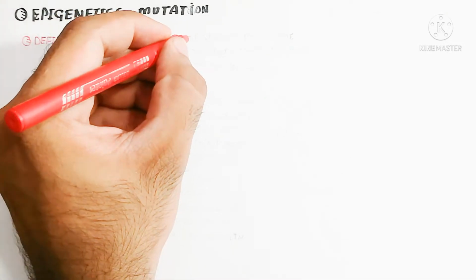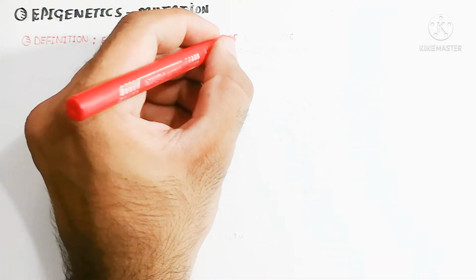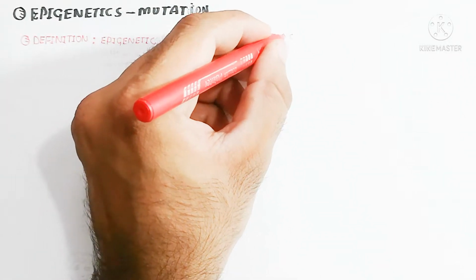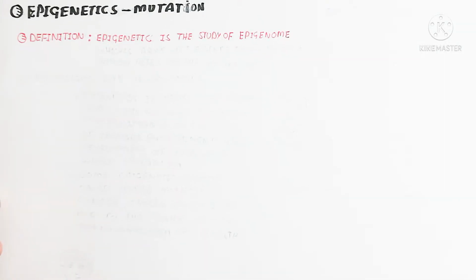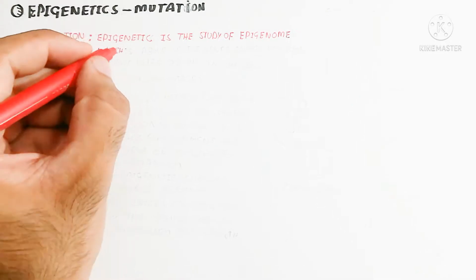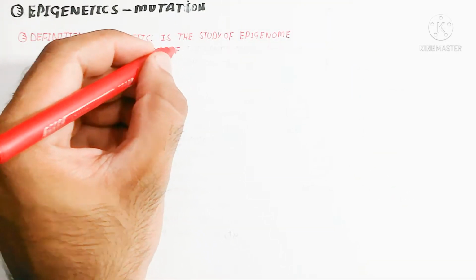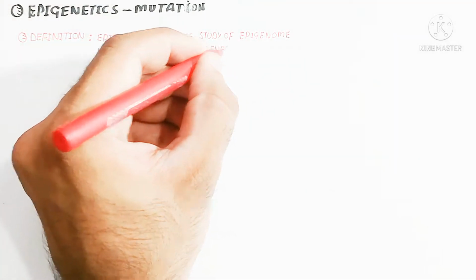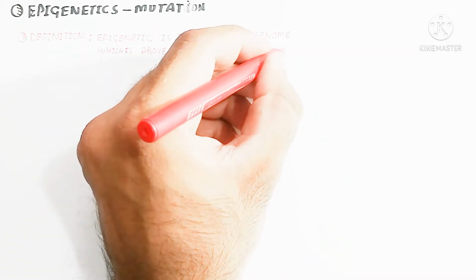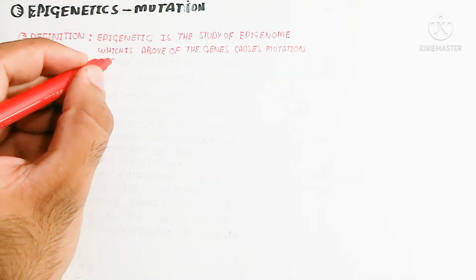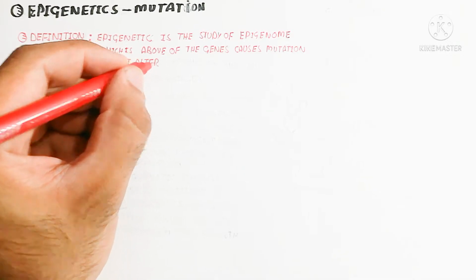Epigenetics is the study of the epigenome, which sits above the genes and causes changes without altering the DNA in the cell. It means that without changing the DNA pattern, the insertion of a methyl molecule, or methylation, is known as epigenetics.